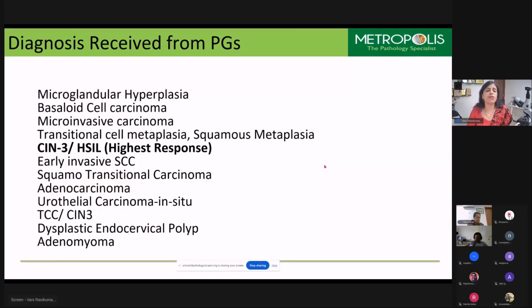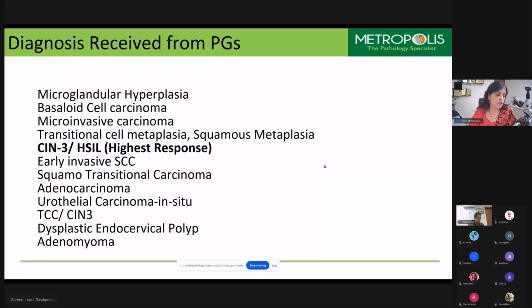Now, the diagnoses received from PGs included a lot of differentials like microglandular hyperplasia. There you will find mainly glands, whereas here we do not see an increased number of glands, so that's ruled out. Basaloid carcinoma, carcinoma is ruled out. I told you these are all invading into the crypts. It is extension. It is not a stromal invasion to call it carcinoma. Hence, all these carcinomas are ruled out: adenocarcinoma, transitional carcinoma, squamous carcinoma. Carcinoma in situ, yes, I agree. It's a good differential diagnosis. Urothelial carcinoma in situ is not a very common occurrence in the cervix. With rare things, you will be rarely right.